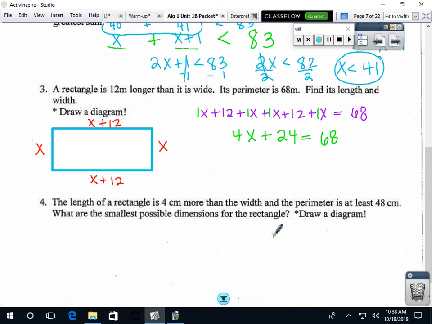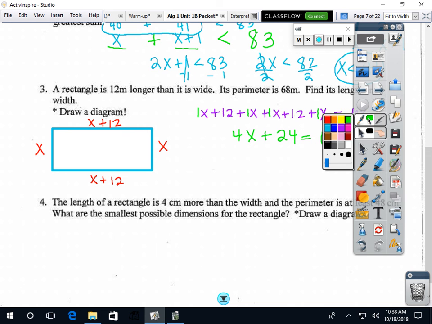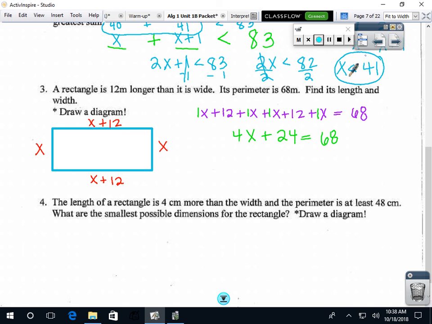Now we just have a two-step equation, so now what do I do? Right? We're trying to get that x by itself, so we're moving things away from it by inverse operations. Those cancel each other out because 24 minus 24 is 0, leaving just the 4x. And then on this side, 68 minus 24 is 44.